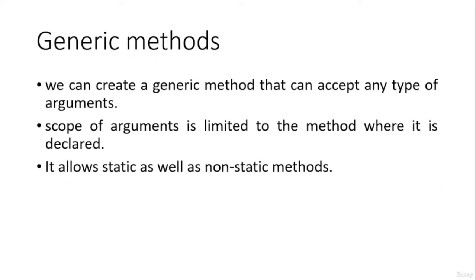Now let us see generic methods. Generic methods are methods in which we use the type parameters to implement the generic concept. Generic methods can be static or non-static. Any type of method can be generic. One more thing is that the scope of the type parameter is within the method scope. Whatever is in the method body, the particular type parameter will be valid there.